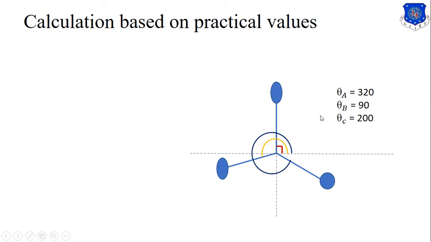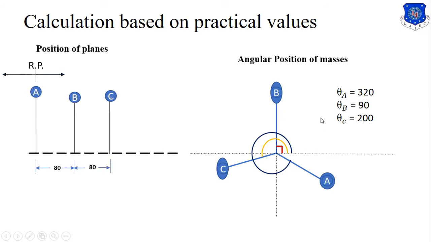Of the masses. Then the position of the planes. It means we have to draw all of them, the A, B and C masses. Here we'll take A as a reference plane, with B and C equidistant from it, which means 80 mm. Now the angular positions of the masses: mass A is randomly put at 320 degrees, mass B at 90 degrees and C at 200 degrees. So these are the basic space diagram.